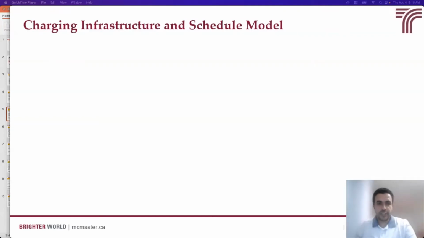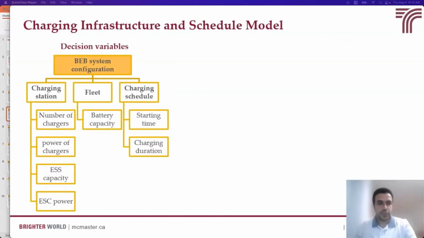In the proposed charging infrastructure and schedule model, all the battery electric bus system components are taken as decision variables. For the charging station configuration, the number of chargers, power of chargers, energy storage system capacity, and energy storage charger power are taken as decision variables. For the fleet configuration, we maintain the previous well-established network timetable. Therefore, the number of buses in the battery electric bus network will be equal to the number of buses in the fossil-fueled network. Therefore, we only optimize the battery capacity. The proposed model produces the optimal charging schedule, which is an en route, partial, and continuous charging schedule. Therefore, the schedule will contain for every charging event the starting time, end time, and the charging duration.